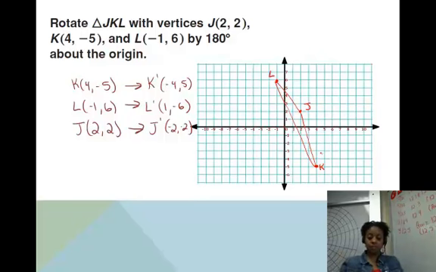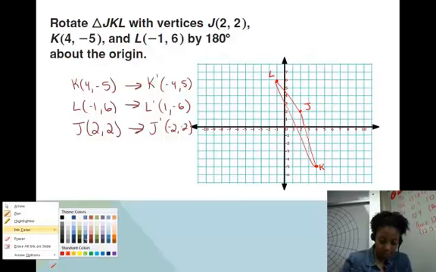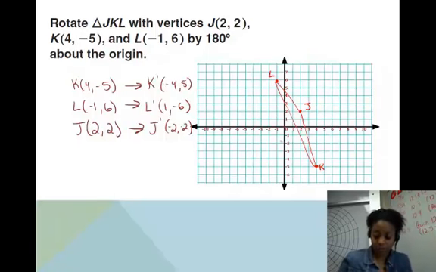So now let's plot the other one in a different color. I'm going to plot this one in blue. So we got (negative 4, 5). So that's there. That's K prime. And we have got (1, negative 6). So (1, negative 6). That's there. That's L prime. And we got (negative 2, negative 2). So that's there, and that is J prime. And there you have it.